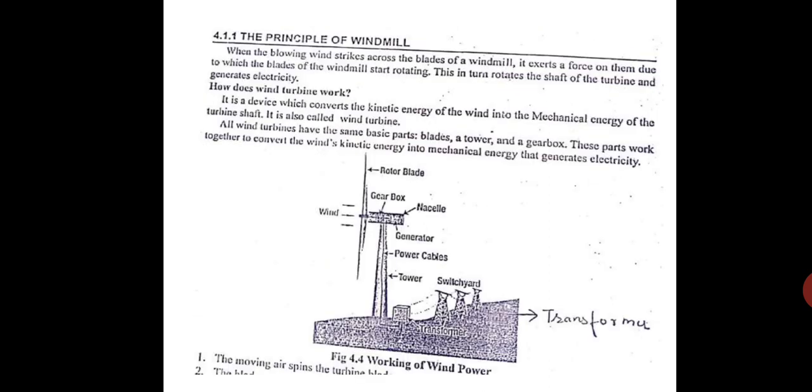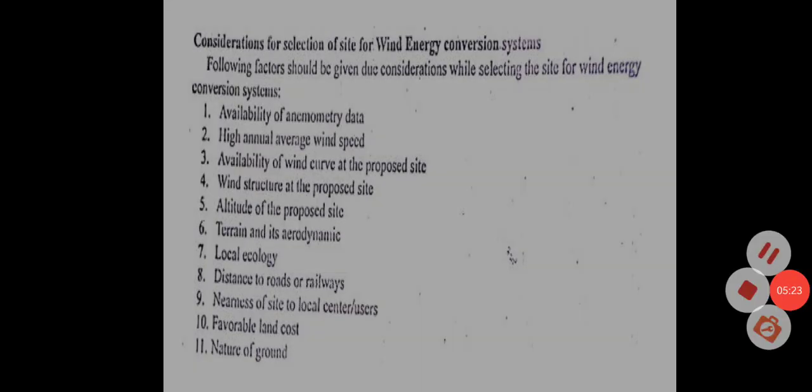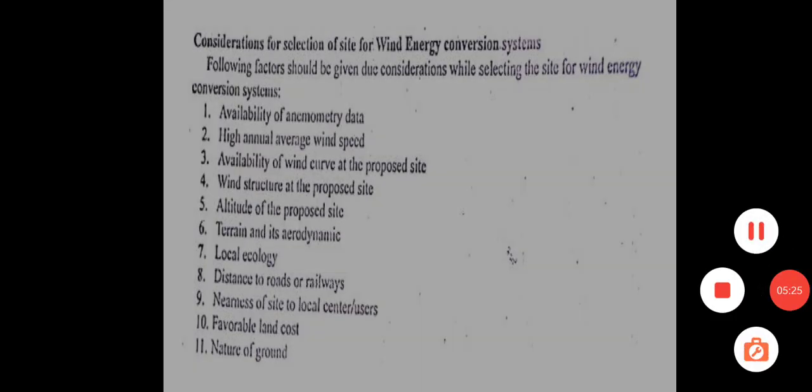Then availability of the wind curve at the proposed site. Wind structure at the proposed site. Altitude of the proposed site; you should know the altitude also, above sea level, MSL as we call it, mean sea level. Then terrain and aerodynamics. Then what is the local ecology? The distance to roads or railways, nearness of the site to local centers for users, favorable land cost. Land cost should be cheap. If it is very expensive, then it will not be economically viable. And what is the nature of the ground, because of the foundation requirements. So this was about the considerations for selection of the site.